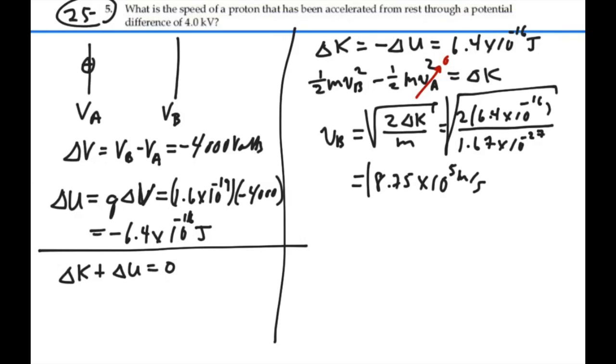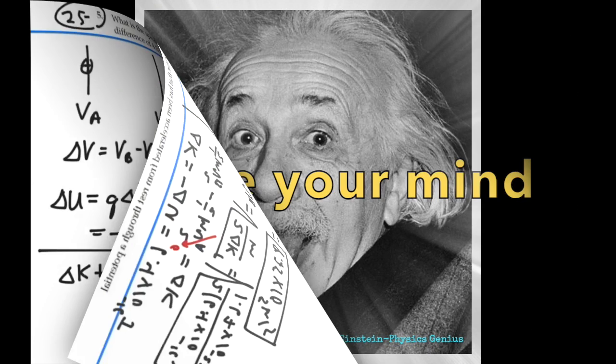So that is the velocity at point B, our final velocity, and that's the velocity we have accelerated from rest as this positive charge falls through a potential of 4,000 volts.